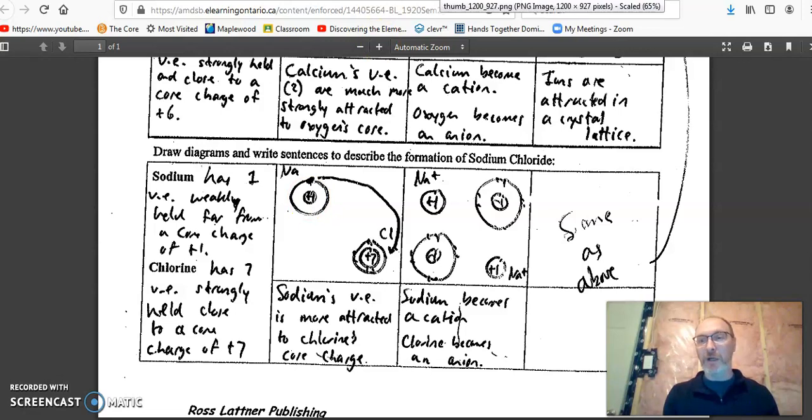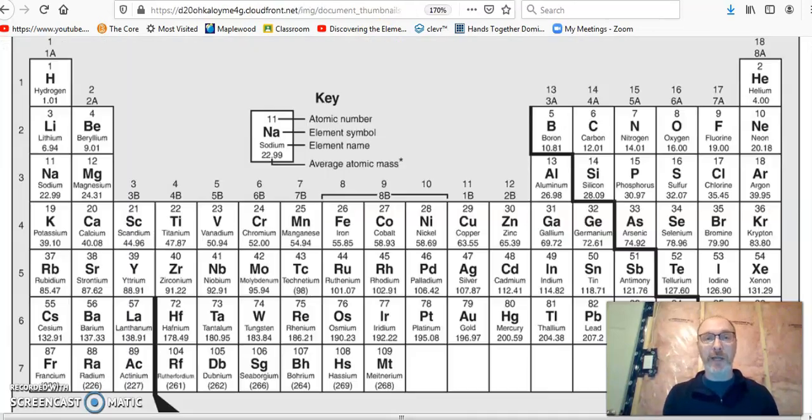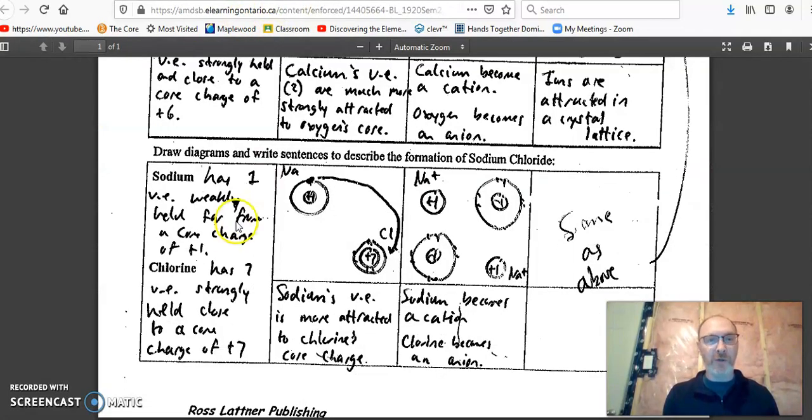It's poorly electronegative. Again, electronegativity is going to increase up and to the right on the periodic table. So sodium is going to be poorly electronegative. It's not going to hold on to its electrons very well.